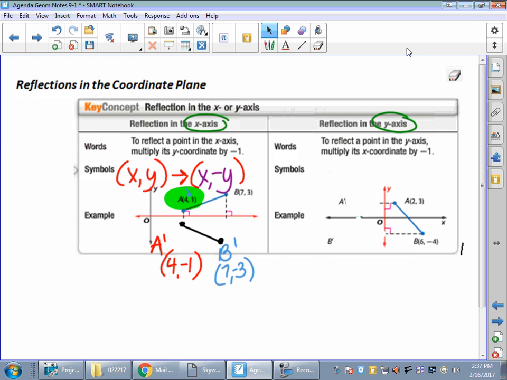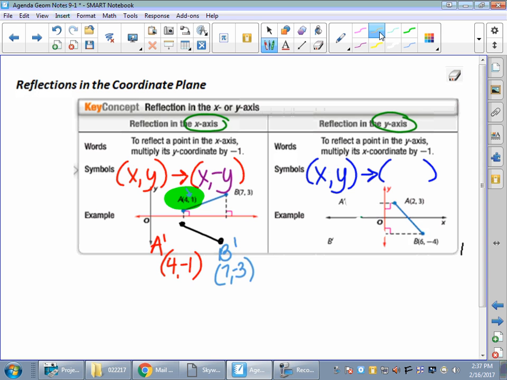Reflection over the y-axis. In words, it says to reflect a point in the y-axis, multiply its x-coordinate by -1. So if we start off with any random ordered pair (x, y), our reflection over the y-axis, multiply the x-coordinate by -1, so it will be (-x, y).